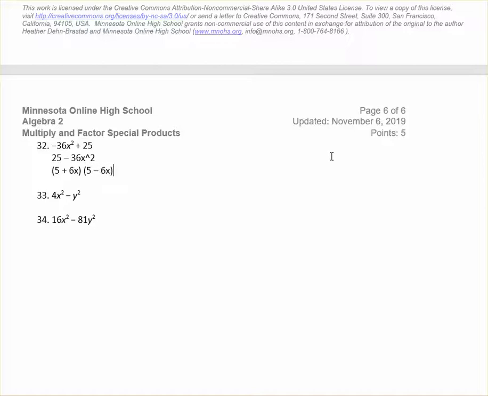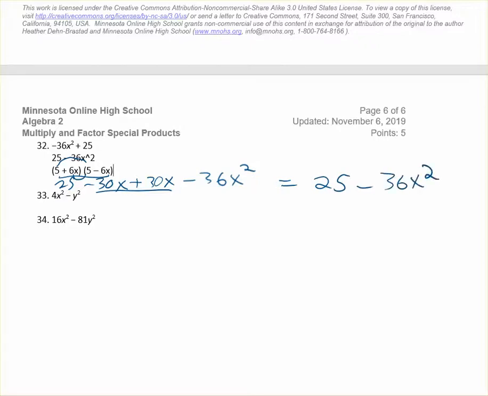It doesn't matter if your first set of parentheses has the plus or the minus, as long as you do one of each. And then, of course, you can always FOIL this back to check. We would have first term times first term is 25. The outer would be 5 times -6x, which is minus 30x. The inner would be a plus 30x. That's good because I want this to equal 0 when I add them together. And when I combine my like terms, the middle two terms would cancel each other out. There's a 0, so I would just have 25 minus 36x squared.